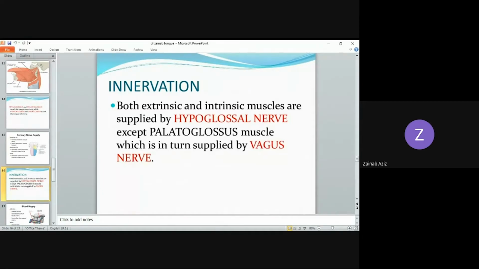This is one of the questions of Dr. Farid. It says the palatoglossus muscle is supplied by the hypoglossal nerve, true or false? It's false. Of course, it's false because it's supplied by the vagus nerve.